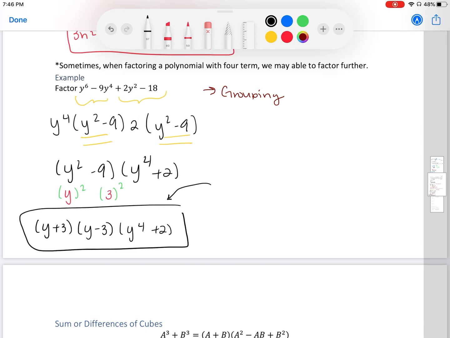Now this one kind of looks like differences of squares, but it's an imposter. It really isn't because of that plus. It needs to be a minus. We only have differences of squares with a minus.